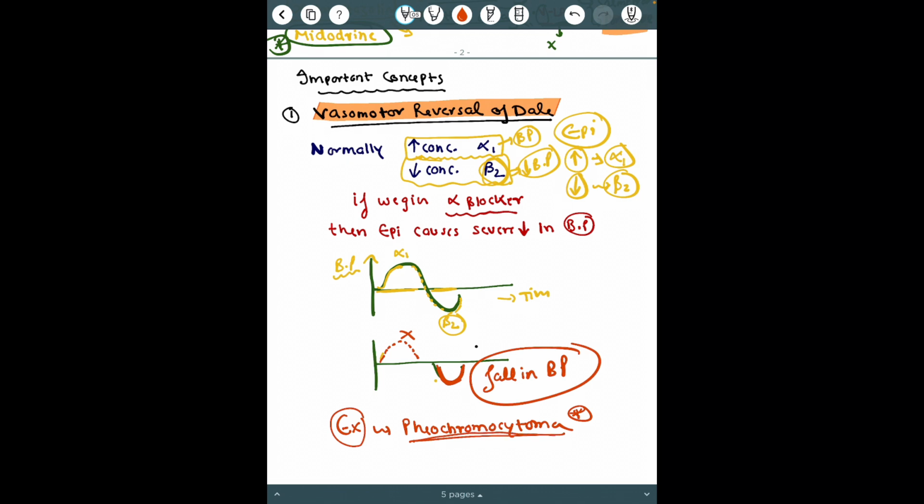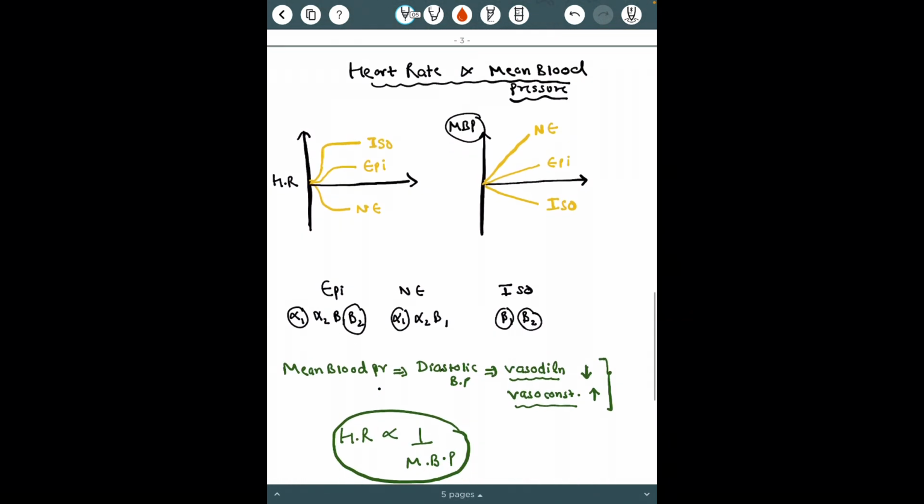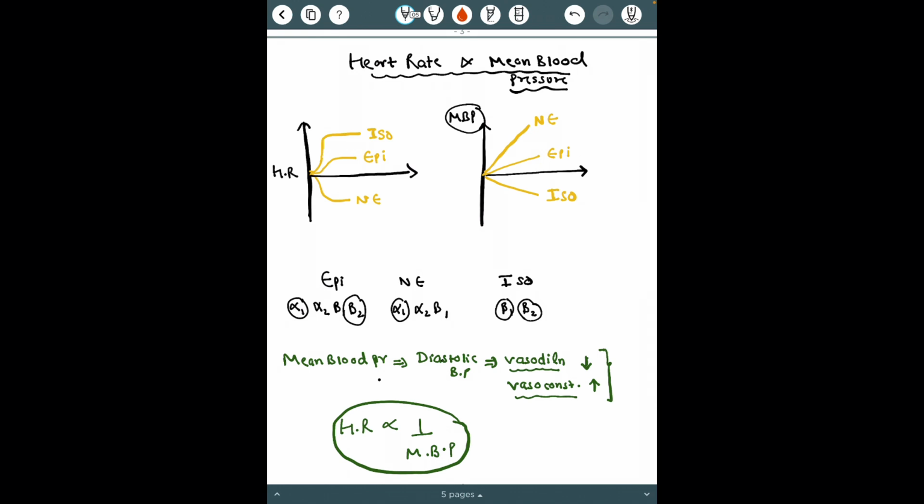Fall in BP by giving alpha blocker is known as vasomotor reversal of Dale, and it is seen in the condition called pheochromocytoma, where there is increased epinephrine. If we give alpha 1 blocker in this condition, there will be a rapid fall in the BP, which is vasomotor reversal of Dale. The second most important concept is heart rate and mean blood pressure of these three drugs: the effect of isoprenaline, epinephrine, and norepinephrine on heart rate and the mean blood pressure.